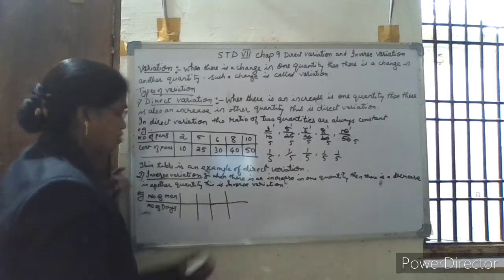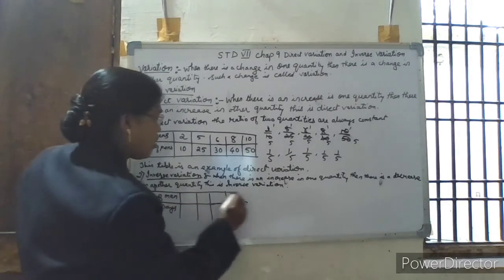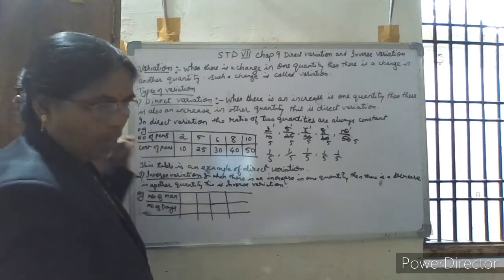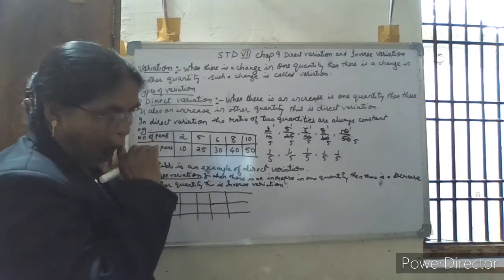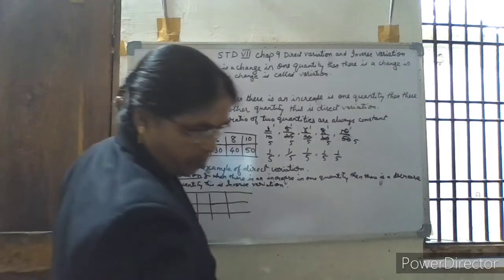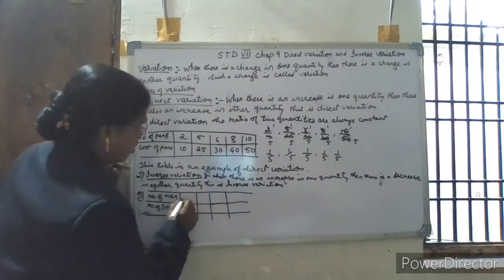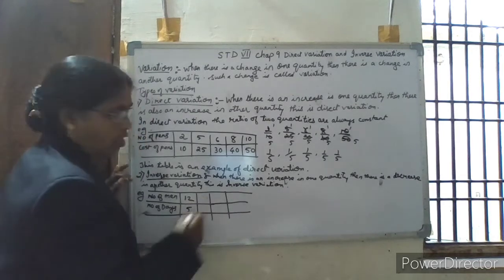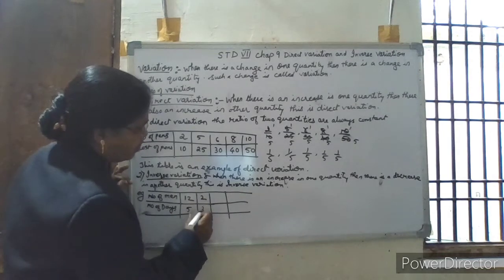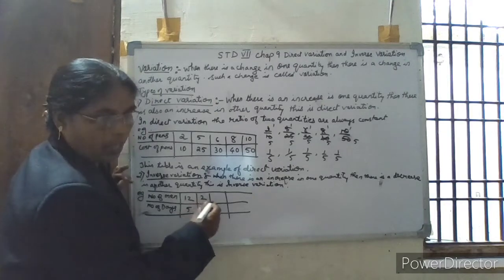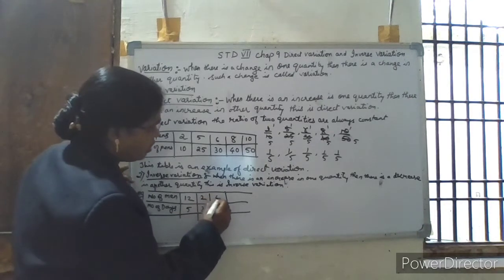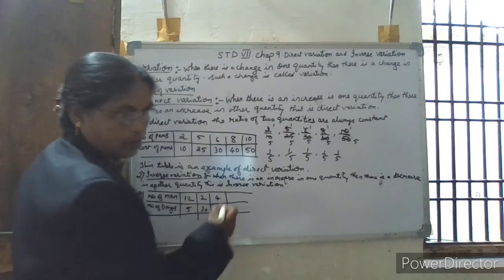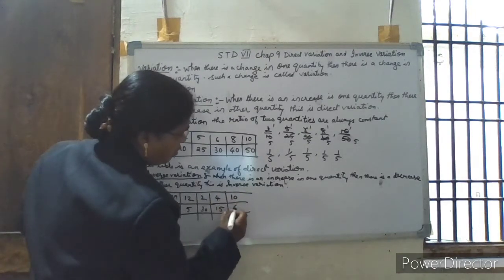Suppose the same work has to be done, but 12 men can do the work in 5 days. Then the same work, 2 men will do it in 30 days. Then 4 men will do it in 15 days. And 10 men will do it in 6 days.